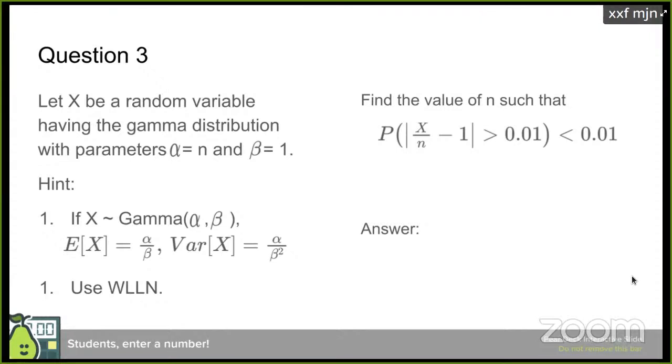You have to use that thing to solve this problem. Sir, if you are writing, we are unable to see. No, I'm not writing, I'm just telling. Okay, take 5 more minutes and try to solve it.